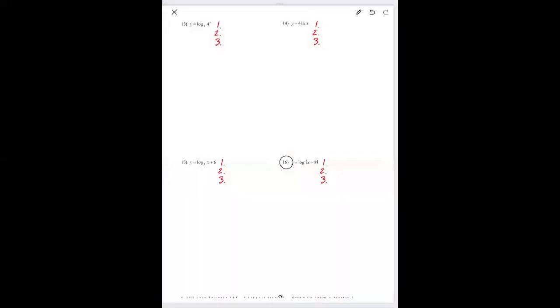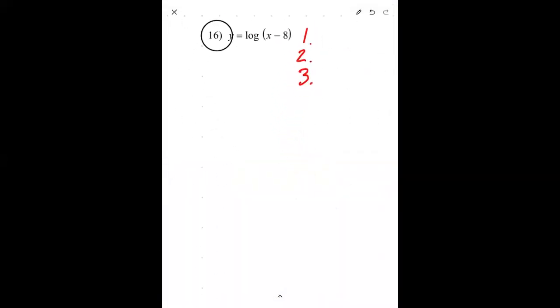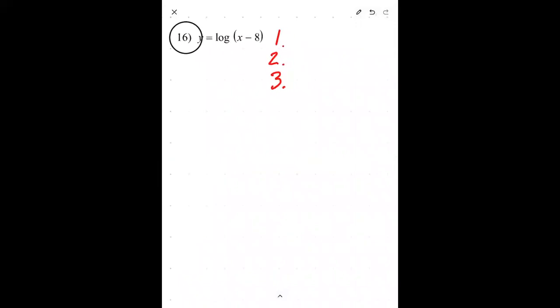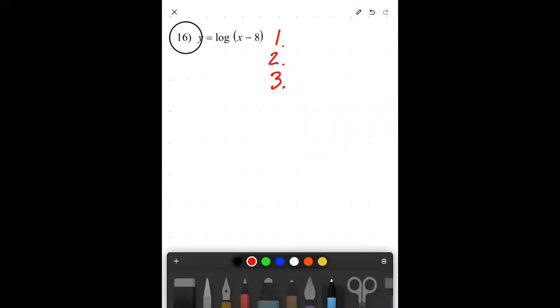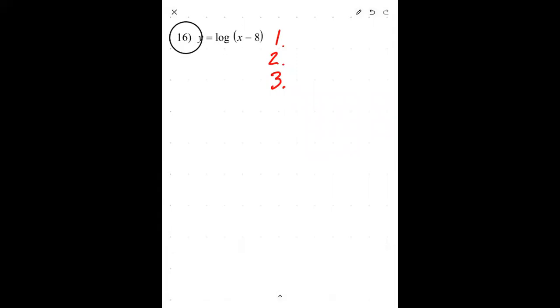All right, so this is number 16. I'm going to move this up, move this over. Now this one is not in function notation. It's just y equals log of the quantity x minus 8. So we don't have to do the y step. We're just going to start by switching. So I'm going to say this is x equals the log of y minus 8.